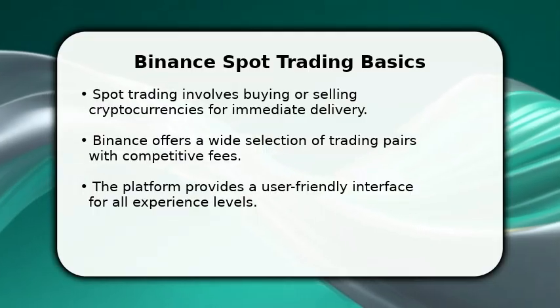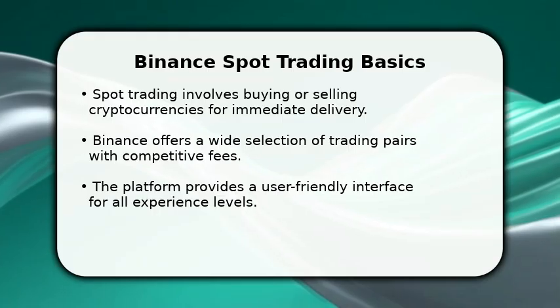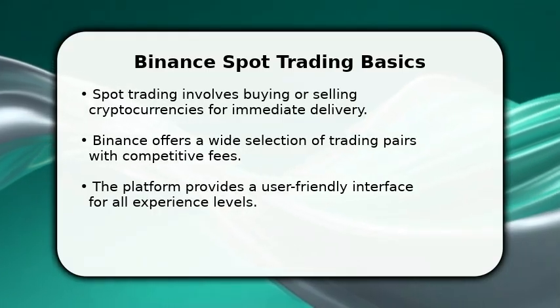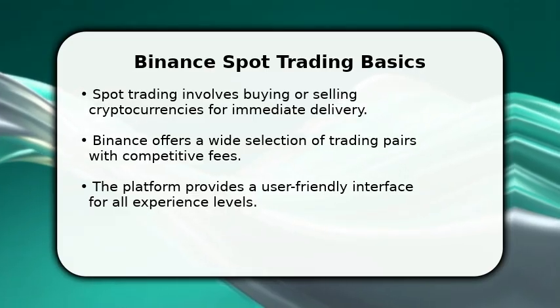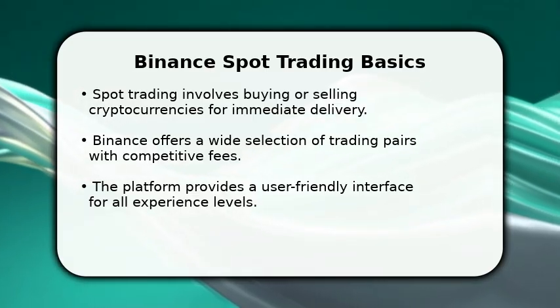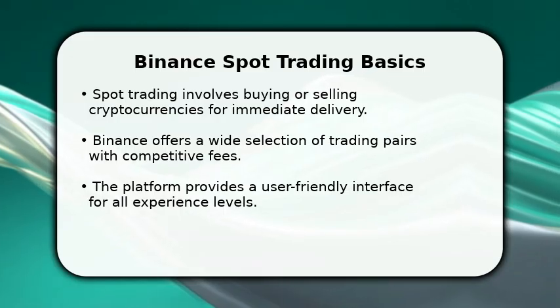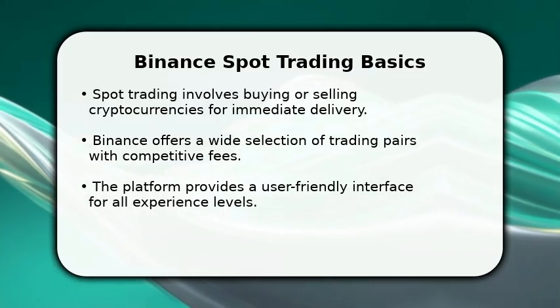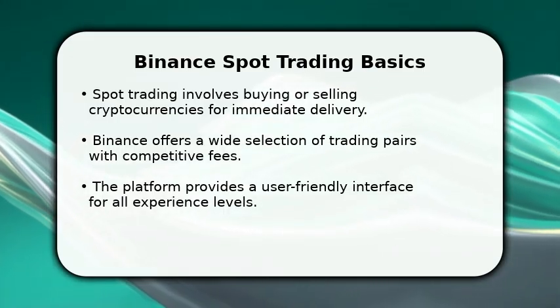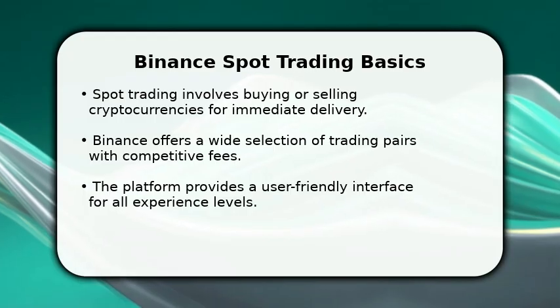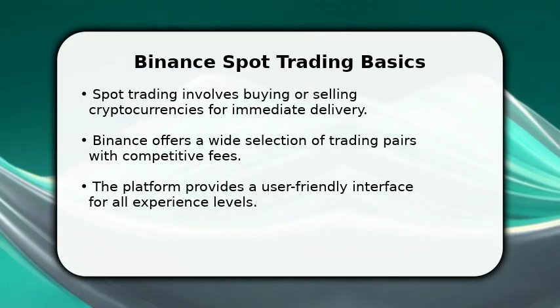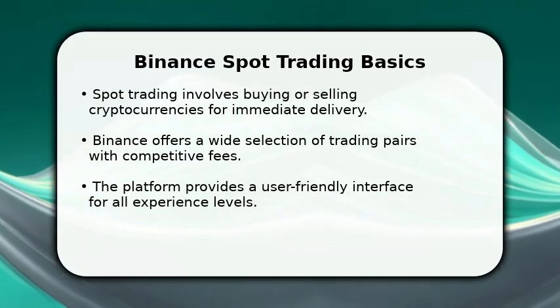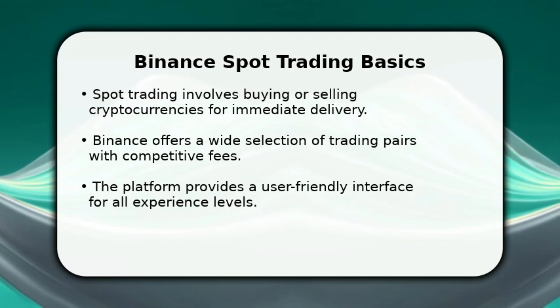In this video, I will explain how to use Binance spot trading. To begin, navigate to the Binance website or open the mobile application. Spot trading allows you to buy or sell digital assets like Bitcoin or Ethereum directly with other users at the current market price. Binance provides a robust platform for these transactions, offering hundreds of trading pairs and typically very low trading fees, often around 0.1% per trade.